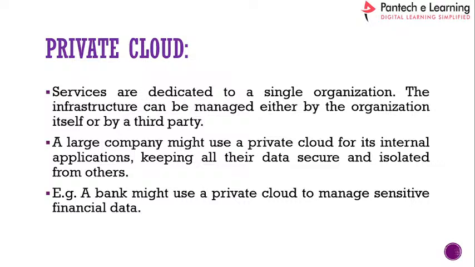Next is the private cloud. The cloud infrastructure is exclusively operated by a single organization. It can be managed by the organization or a third party, and may exist on premises or off premises. Services are dedicated to a single organization. The infrastructure can be managed either by the organization itself or by a third party, as I said. A large company might use a private cloud for its internal applications and management of resources, keeping all their data secure and isolated from others.